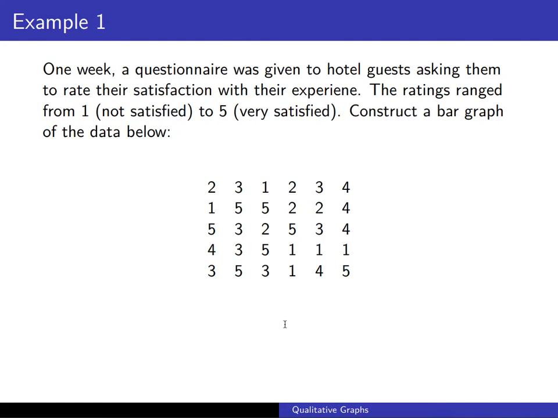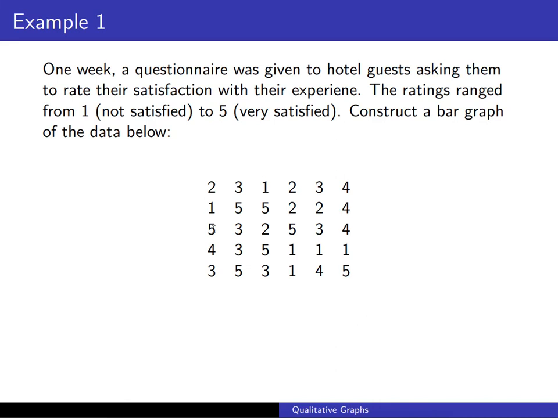All right, so example 1. One week, a questionnaire was given to hotel guests asking them to rate their satisfaction with their experience at the hotel. The ratings range from 1, which is not very satisfied at all, to 5, which is very satisfied. So we're going to construct a bar graph for the raw data below.